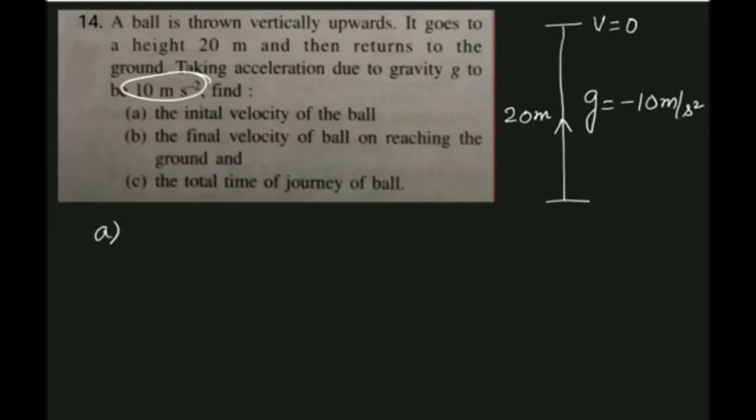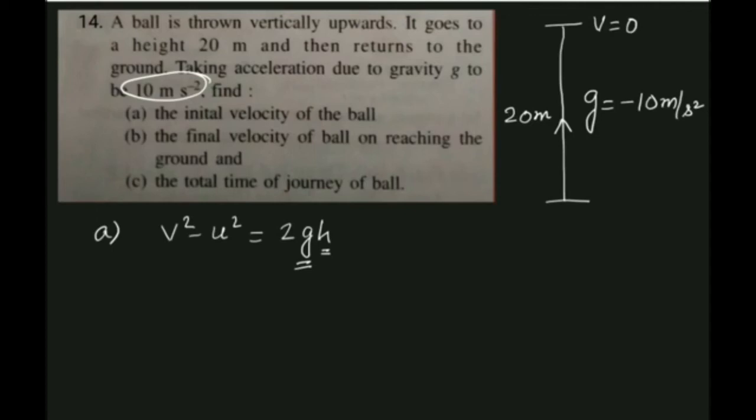initial velocity of the ball. Initial velocity, how will you calculate? You have to apply the third equation of motion, v square minus u square equals 2gh. Whenever any body moves freely in air, instead of using small a, we take g, and instead of taking small s, we take h. It is for free motion, when the body is moving freely in air.